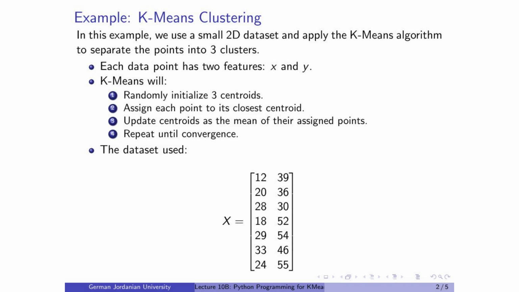KMeans works in four main stages. First, it randomly initializes three centroids. Second, it assigns each data point to the closest centroid. Third, it updates the centroids based on the average of the assigned points. And finally, it repeats these steps until the centroids stop changing. This dataset is small, which makes it perfect for understanding the logic before we move to larger real-world datasets.